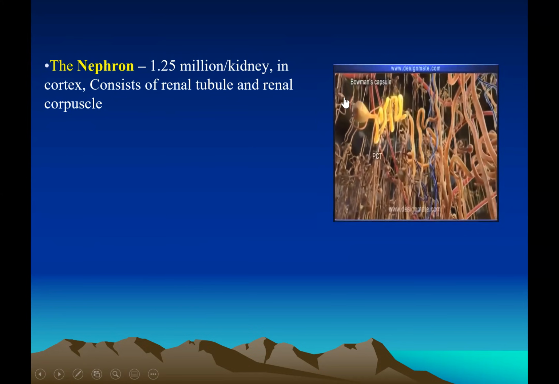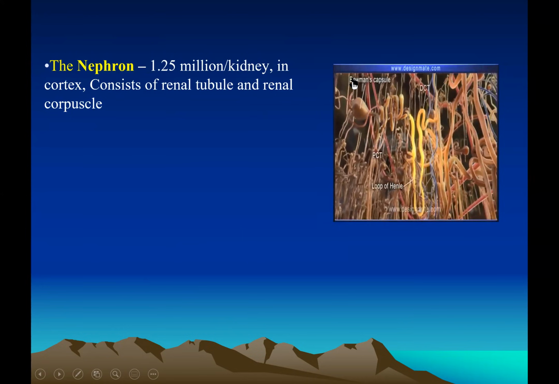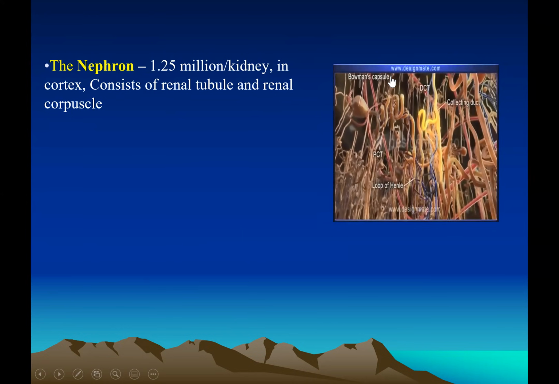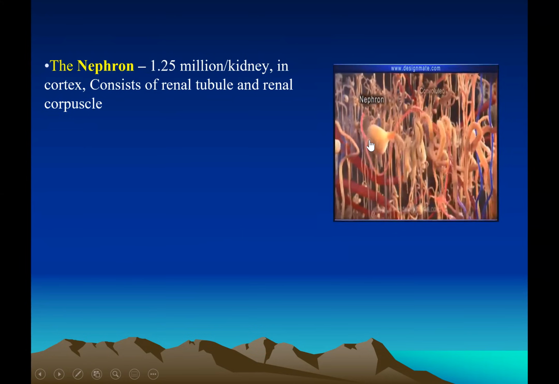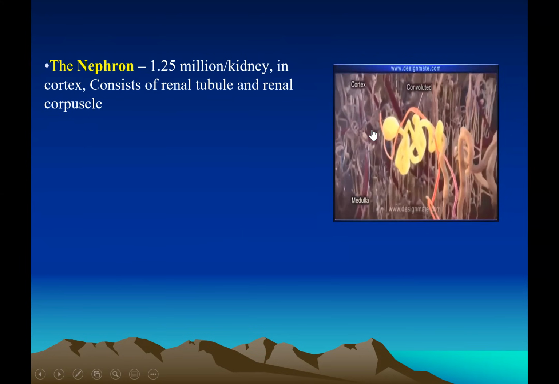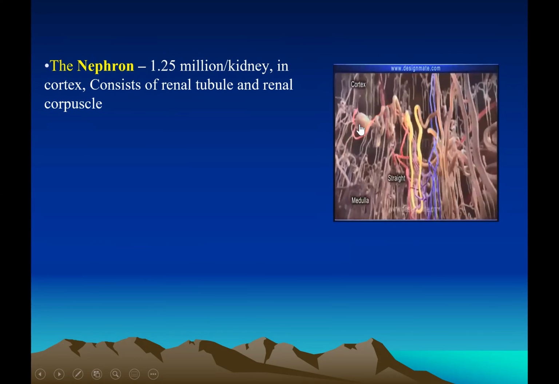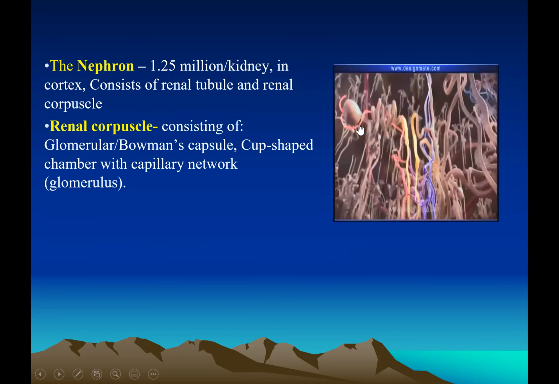This is the renal corpuscle, also called the Bowman's capsule, named after the scientist who discovered it. That's the Bowman's capsule, and this is where the capillary knot is. The knot of capillaries will be found inside the capsule. It's a cup-shaped structure. It's also called the glomerulus.